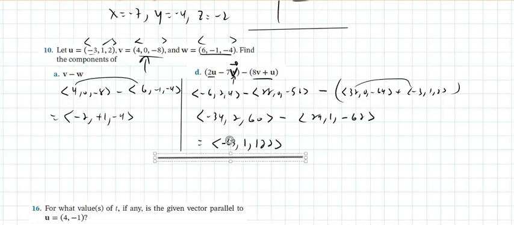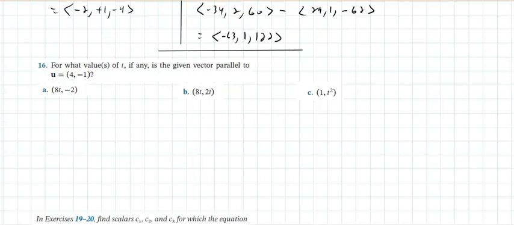All right, let me shift things a bit. For what values of t, if any, is the given vector parallel to this? So you want this to be some multiple of this vector. Okay, well, let's see how this works. If I let k equal 2, then that would be a multiple. So in this case, if I let t equal 1, that'll work, because then 2 times this vector will give me that vector.